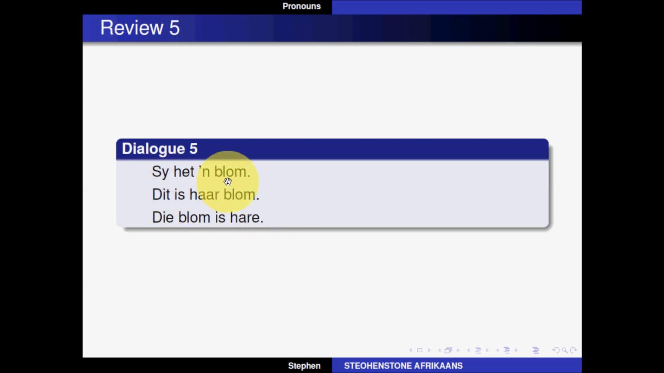Sy het 'n blom. Dit is haar blom. Die blom is hare. So let's look at the next dialogue, where I'll just read it through once and then we'll break it down.